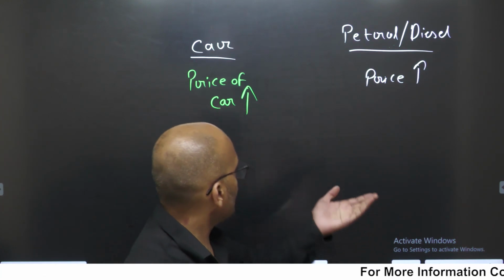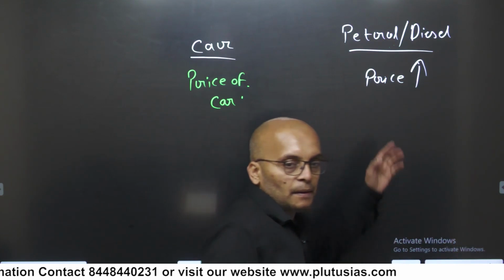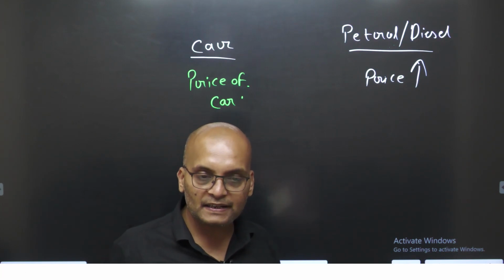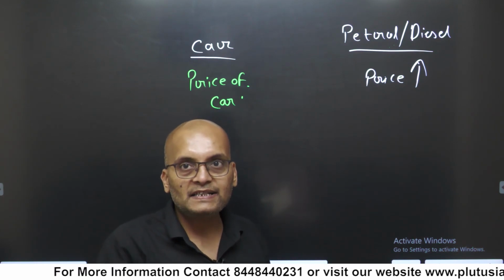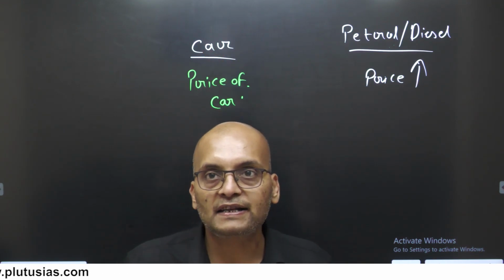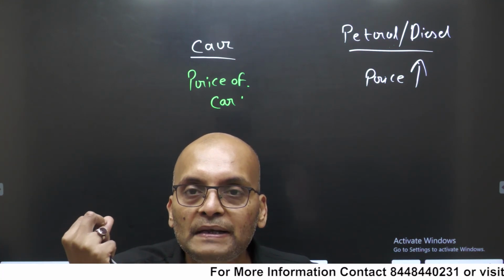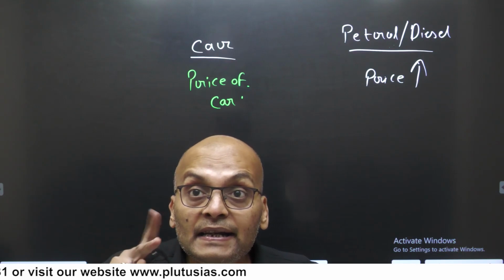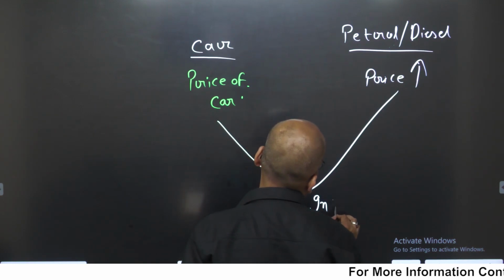Yes or no? Take it in another way. If the price of petrol is going to increase, what will happen? Price of car will increase or not? If the price of petrol increases, the price of car will increase automatically. And vice versa. If the price of petrol decreases, the price of car will decrease. Or if the price of car is decreasing, the price of petrol will also decrease. So that's what happens in complementary and supplementary goods. They are interdependent on each other.